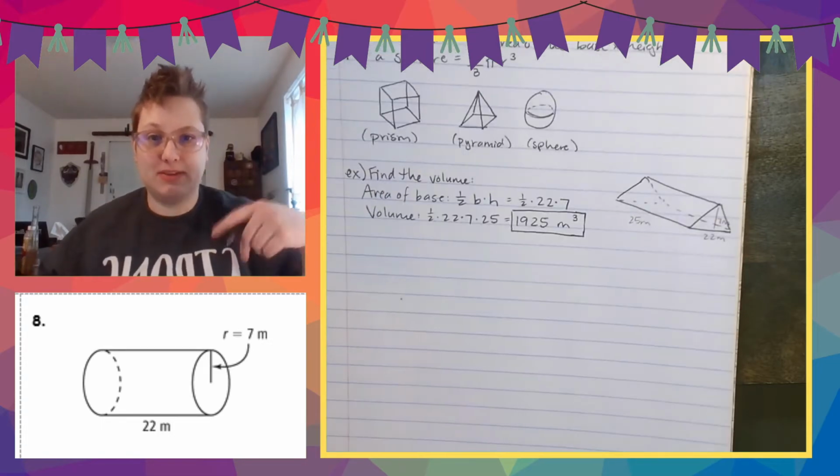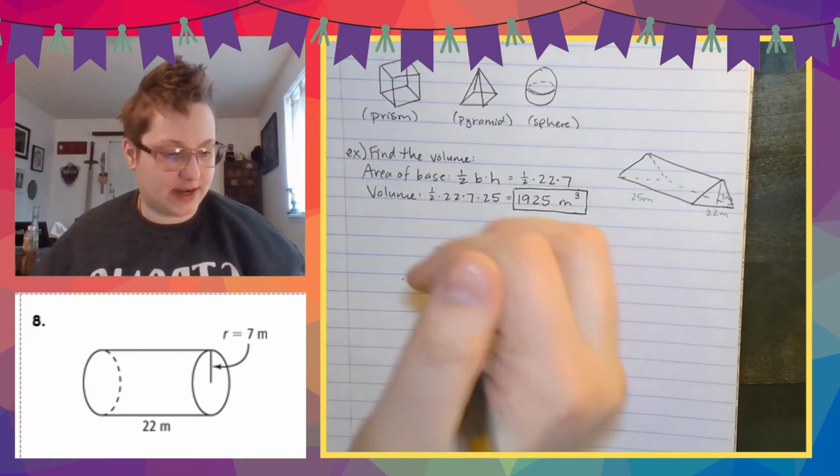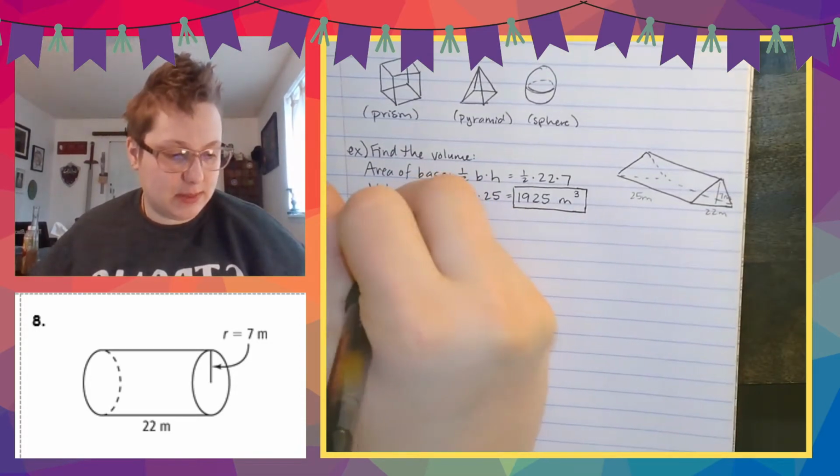All right, let's find the volume of this one. I know it's numbered. It's because it's an old assignment I used for a different place, different time. So let's find the volume of this.